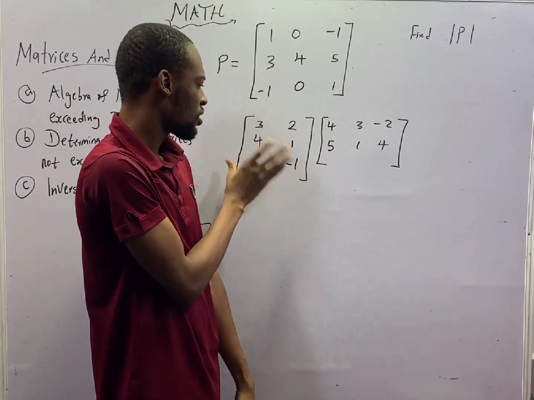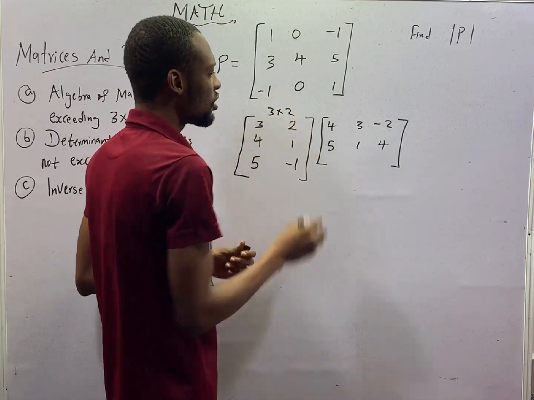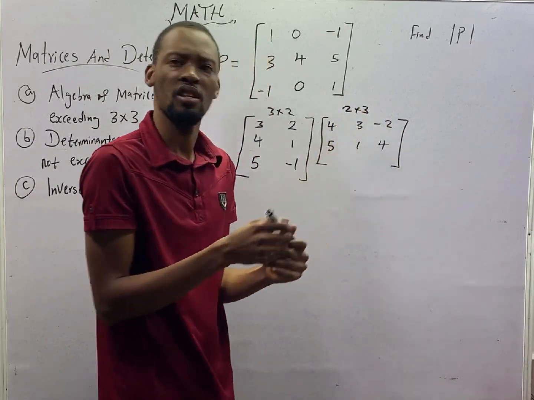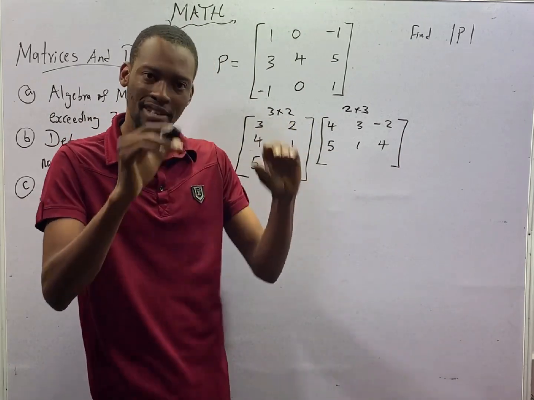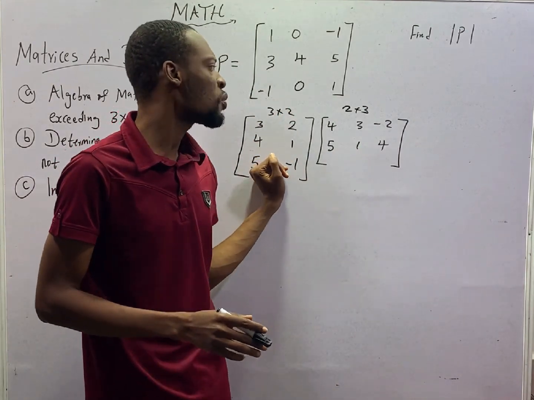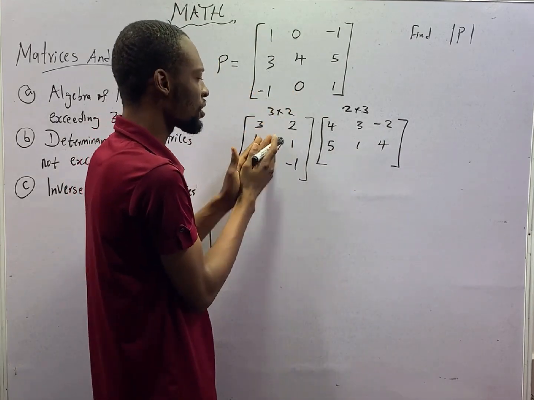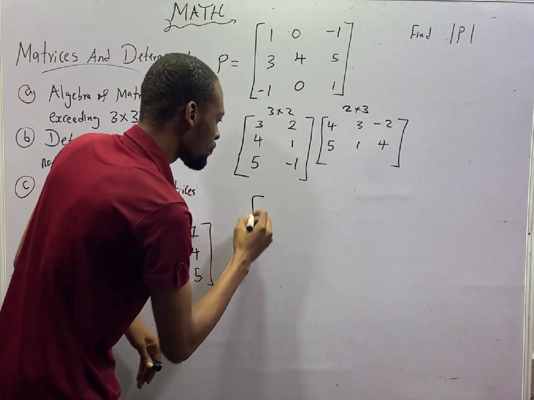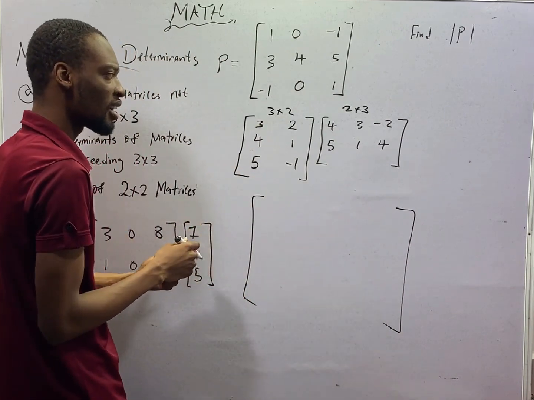For this matrix, this is a 3 by 2 matrix. And this is a 2 by 3 matrix. Is multiplication possible? Yes, if and only if the number of columns here equals the number of rows here. Here we have 2 columns, here we have 2 rows, so multiplication is possible. Now, how do we multiply? You simply distribute one over another.